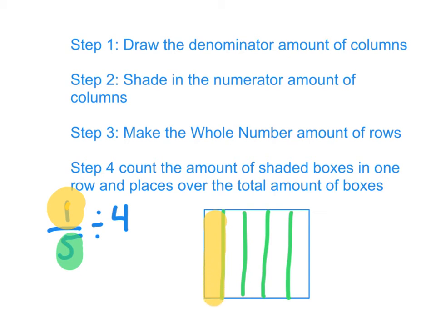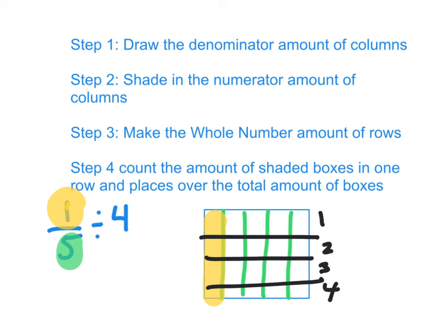Step 3 says to make the whole number amount of rows. My whole number is 4, so therefore I'm going to make 4 rows. 1, 2, 3, 4. Step 4, count the amount of shaded boxes in 1 row. I have 1 shaded box over a possible 20 boxes. I have 5 rows of 4, so that's where I get 20. So 1/5 divided by 4 is 1/20.